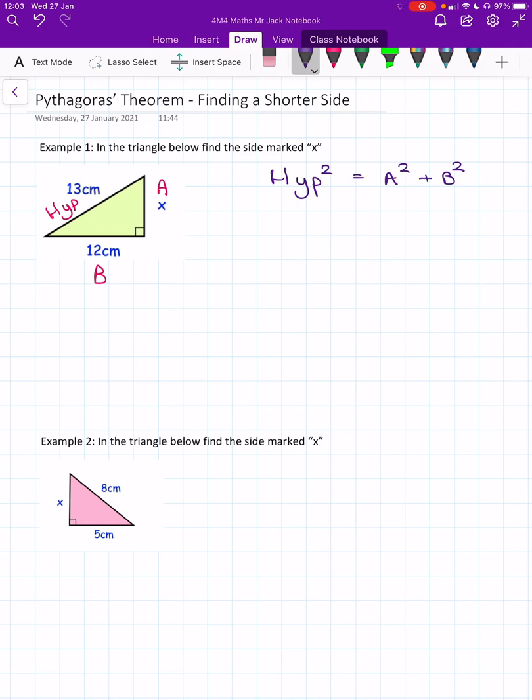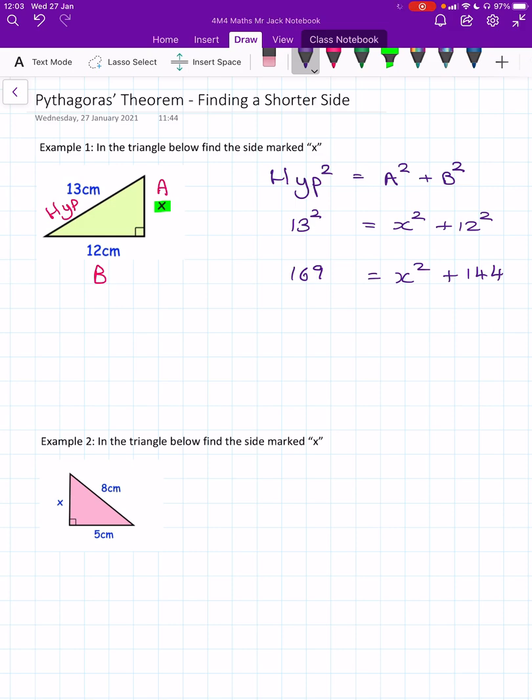Once you've written out Pythagoras' theorem, pop in the numbers. So 13 squared is equal to x squared plus 12 squared. Okay, so that's just the information from my sketch. Notice that A is represented by x. We don't have a numerical value for that yet. I know that 13 squared is 169, and I know that 12 squared is 144.